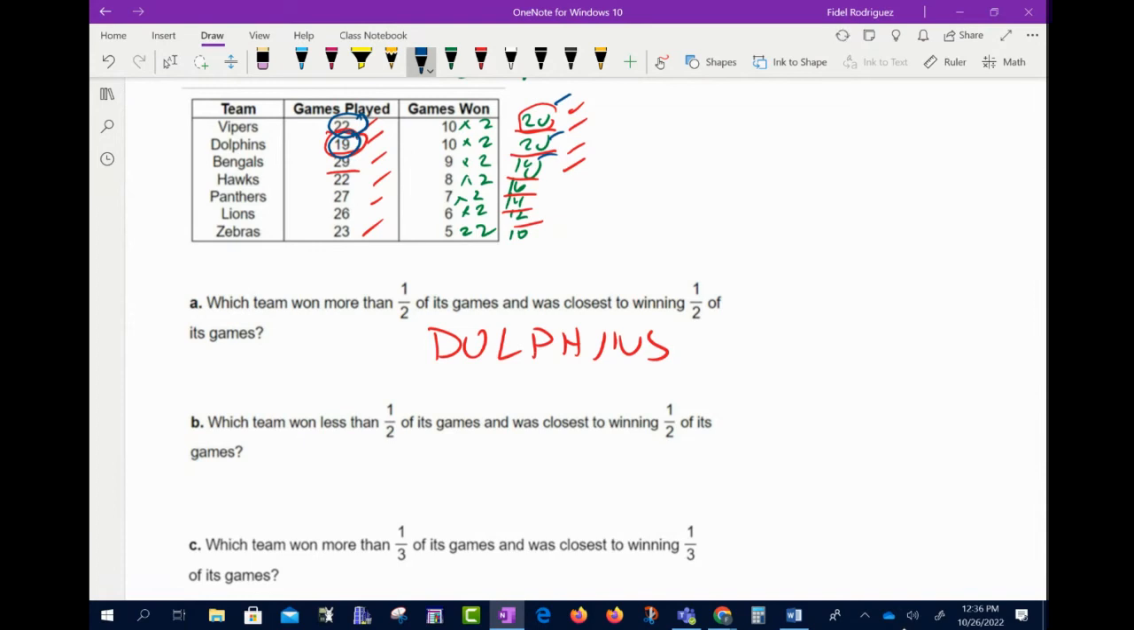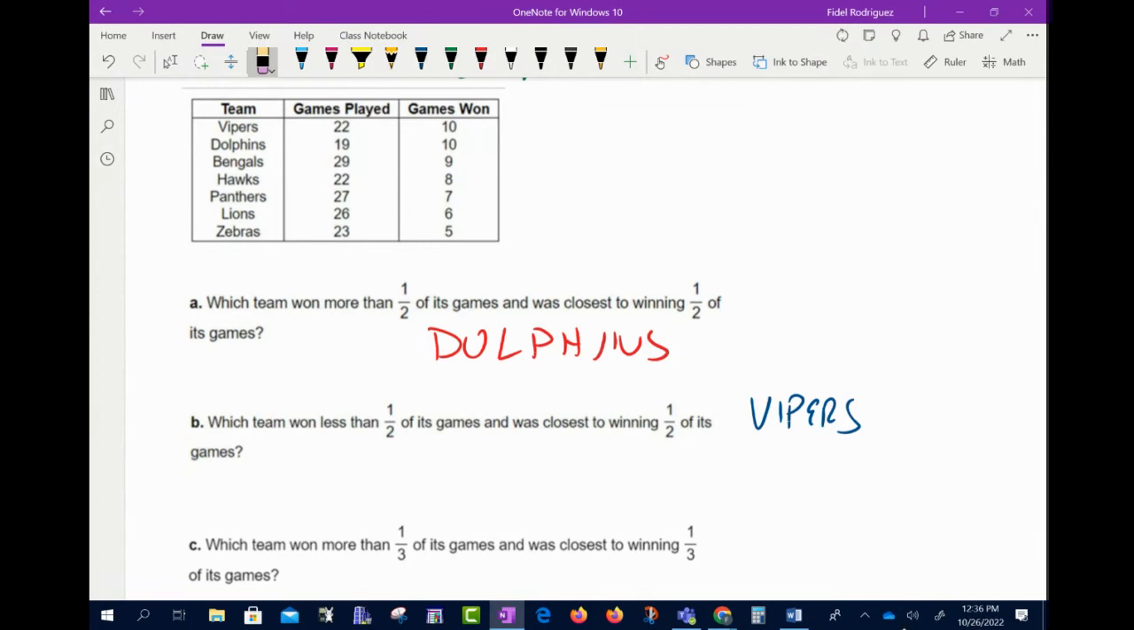That's 20. It's slightly smaller than 22. So the Vipers would be the team that won actually less than half of the games, but it's almost half, okay? Now, for the last part, y'all, it says, which team won more than a third of the games? Okay, so look, I'm going to come back here, and I'm going to do the same thing, but I'm going to multiply the numbers by 3.